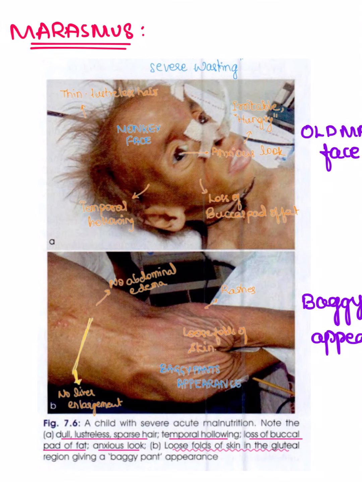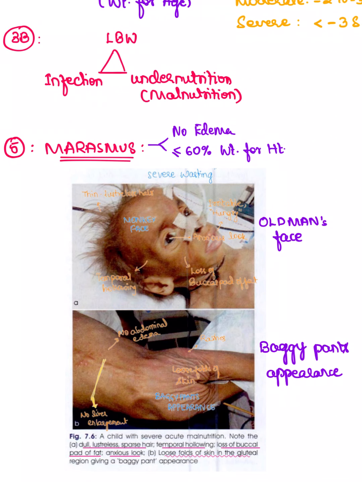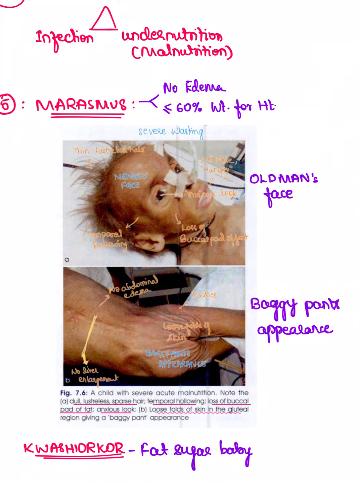The criteria for diagnosing marasmus is that there should be no edema in the child, and the weight for height should be less than or equal to 60%. That is, the child is severely wasted. A child with severe wasting without any edema is considered a marasmic child, and this child will generally be less than 1 year of age.